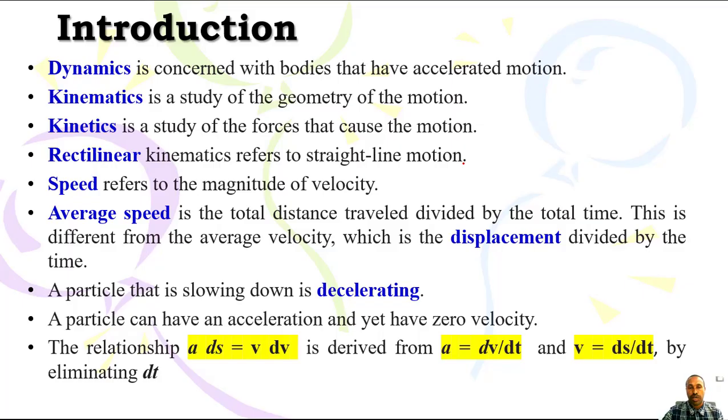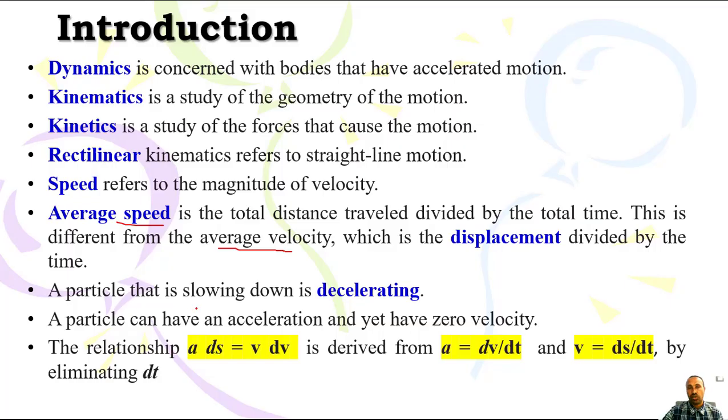And rectilinear kinematics refers to a straight line motion, whereas curvilinear kinematics just describes a body in motion with a curved path. And speed refers to the magnitude of the velocity, and average speed is the total distance traveled by total time. This is different from average velocity, which is just the displacement divided by the time. But average speed is simply total distance divided by total time.